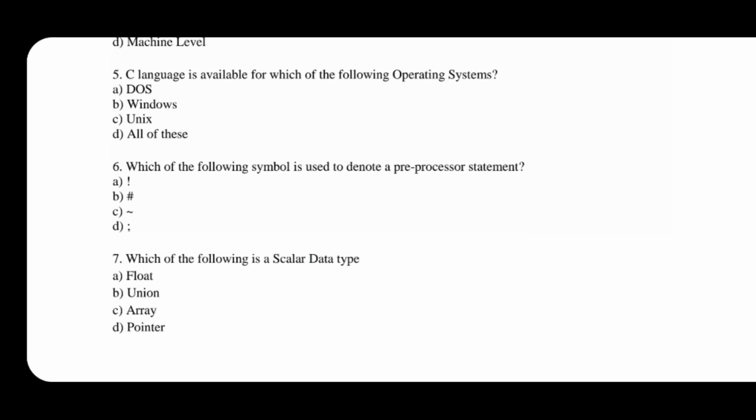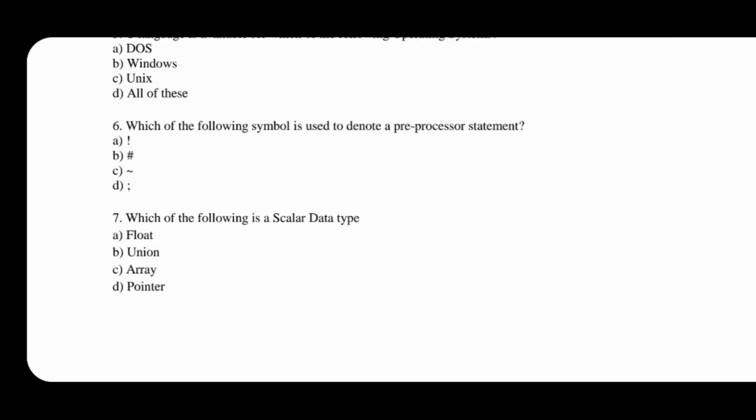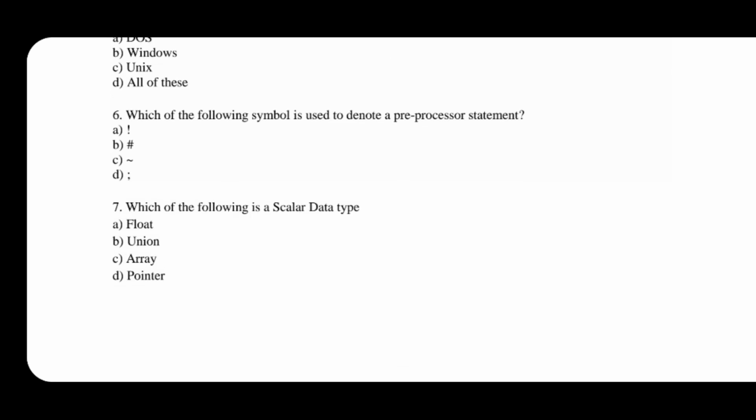C language is available for which of the following operating systems? DOS, Windows, Unix. So it's available on all platforms. It means all of these. Question number 6: which of the following symbols is used to denote a preprocessor statement? We use the hash symbol.